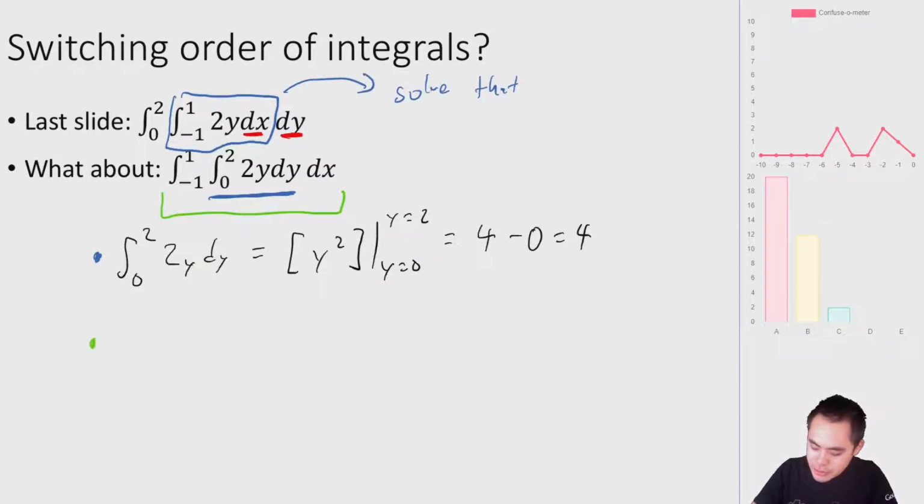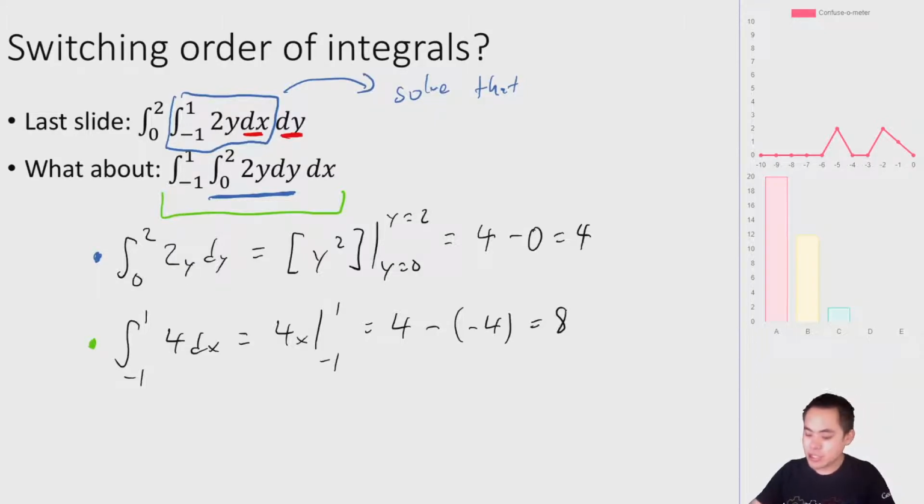And if you do the other piece, the integral from minus 1 to 1 of 4 dx, that is equal to 4x from minus 1 to 1, which is equal to 4 minus negative 4, which is equal to 8. And so you did actually get the same answer in this particular case.